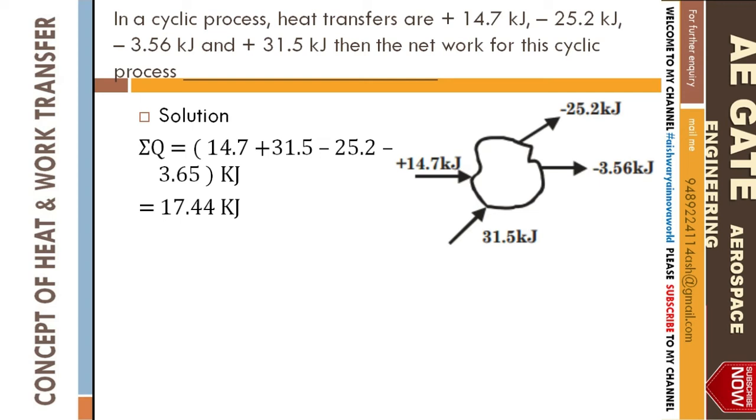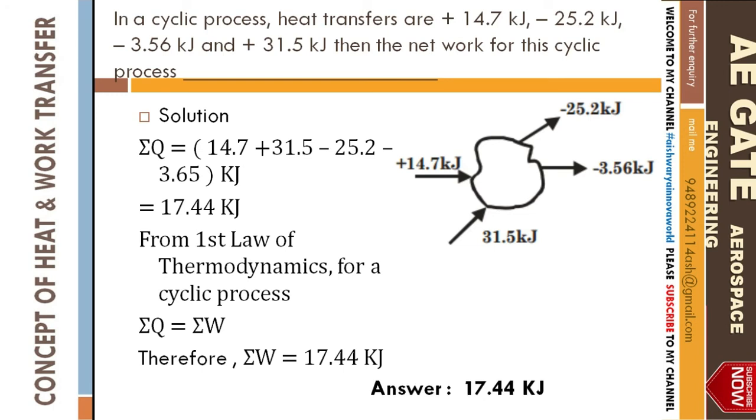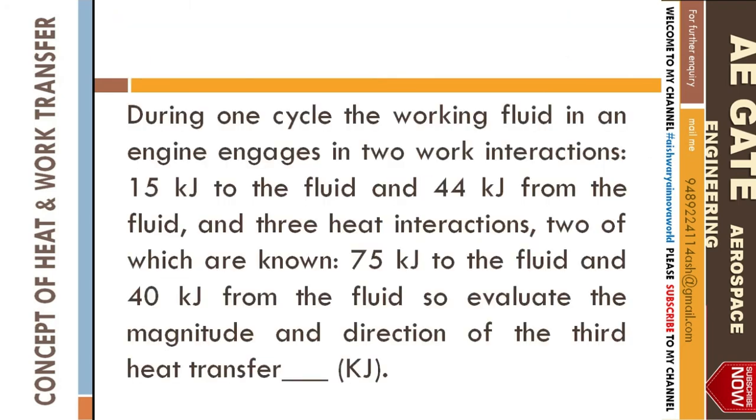Now what they have asked, this is a cyclic process. So we know for a cyclic process, from the first law of thermodynamics, the summation of heat transfer is equivalent to the summation of work done or work transfer. Therefore we get work done as 17.44 kilojoule, same value. That's the answer. It's very simple, I hope. It is very easy. Next, come to the next question.